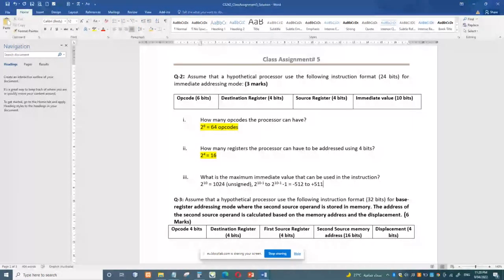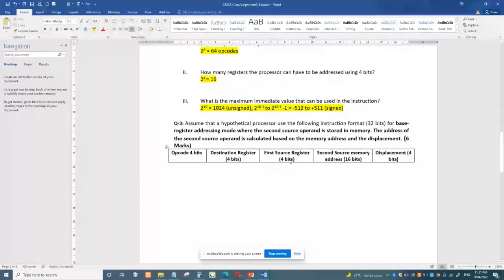These are the signed numbers that you can use, the maximum signed range. If it is an unsigned number, the maximum value is from 0 to 1024. But if it is a signed number as the immediate value you want to use, then the range is minus 512 to plus 511. That's the maximum value you can use. Is it all right, everyone? Yes.